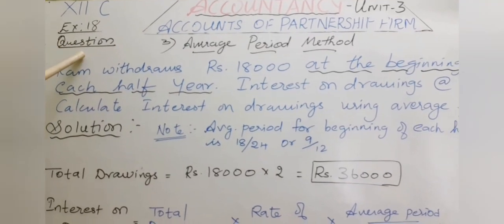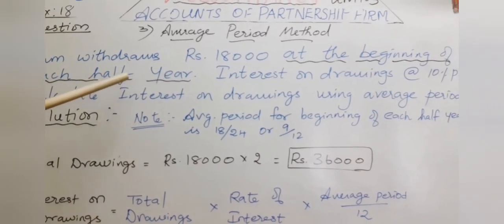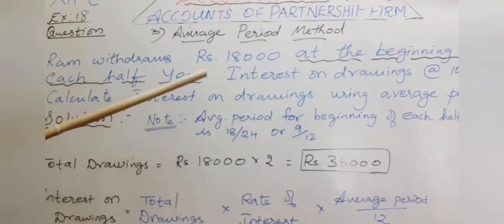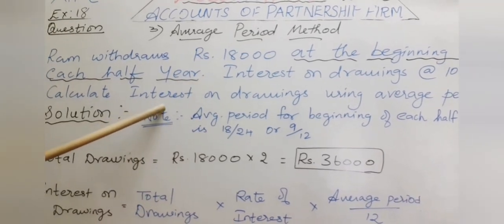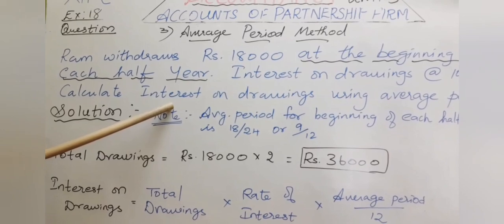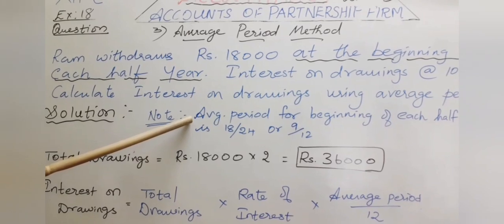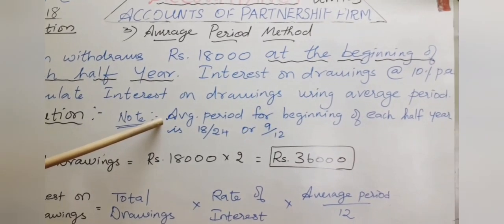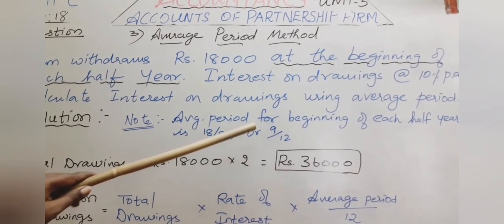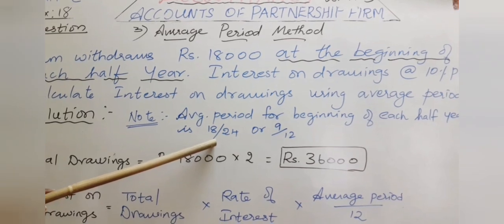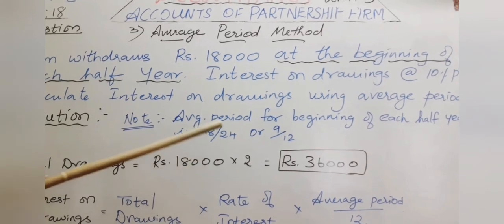Students, question number 18 goes like this. Ram withdraws rupees 18,000 at the beginning of each half year. You want to note down this point here, beginning of each half year. Interest on drawing is how much? 10%. You want to calculate interest on drawing using the average period method. So I have written the solution, children. What you want to note down is that you have to find out the average period if the drawings are made at the beginning of each half year. In the table, I have given you the average period, that is 18 by 24. At the beginning of each half year, 18 by 24. If you simplify this, you get 9 by 12.